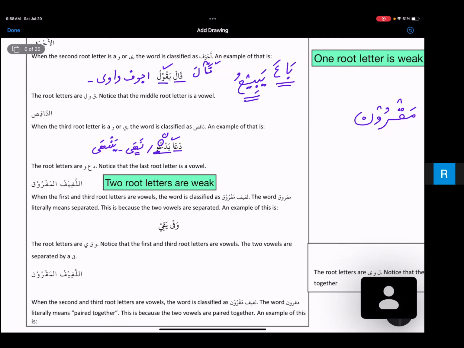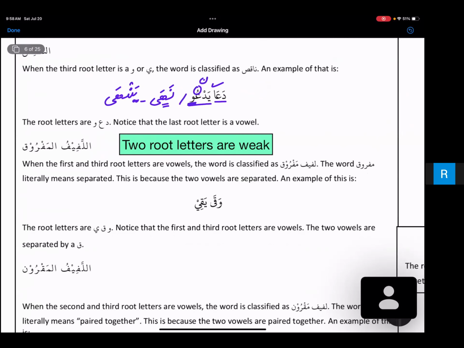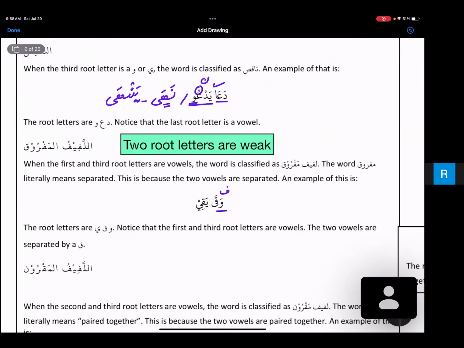So lafif, like weak, and then mafruq. Mafruq is from farq, right? So mafruq means there is distance. These two root letters are apart. The example is waqa yaqi. So now you see the first root letter, my fa kalima, is weak. I was about to call it misal because my first root letter is weak. But then I see that my last letter, the lam kalima, is also weak. So now I cannot call it misal anymore.